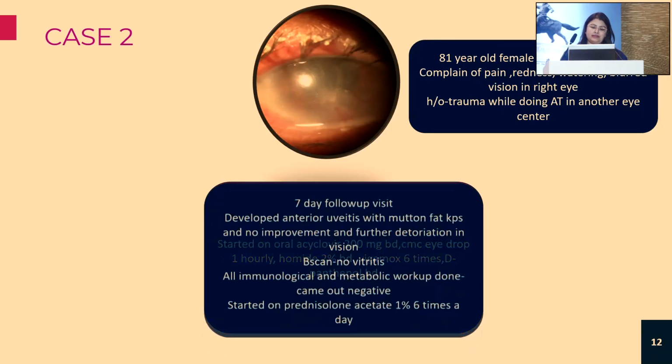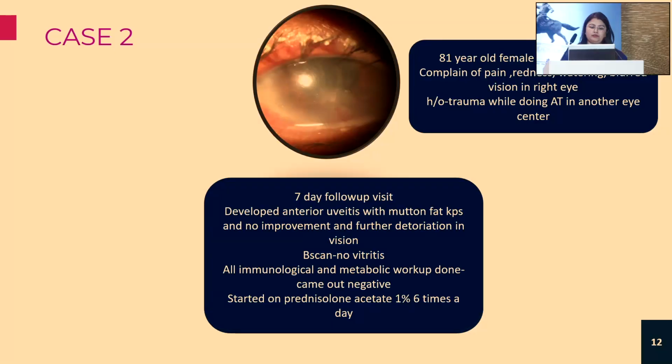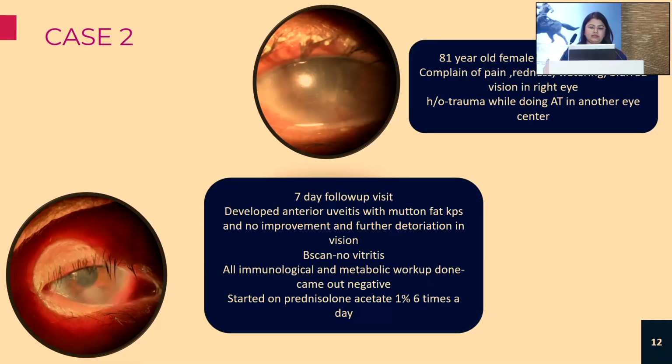But on the 7th day, the patient came with a lot of anterior uveitis. So all the immunological and metabolic work-up was done, and it came out to be negative. The B scan did not show any vitritis. So then I started the patient on prednisolone acetate, and you can see that the patient started getting better.